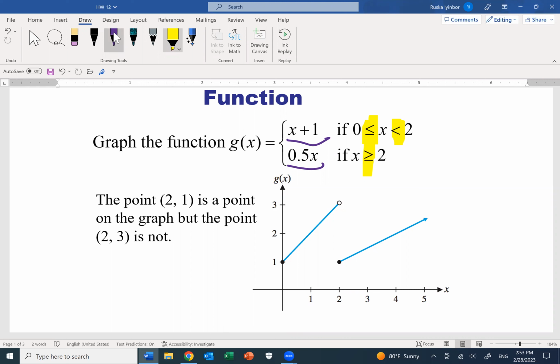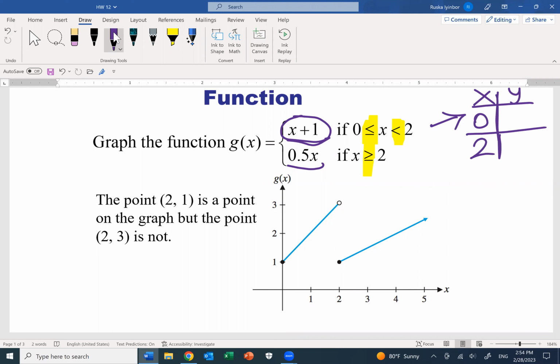You're graphing both pieces of the function together in the same graph. How do you do that? First I'm going to start with the top piece, which is x plus 1. I know x is between 0 and 2. This piece of the function g of x is a linear function, so I need only 2 points to graph it. The points I'm going to use are the endpoints, 0 and 2.